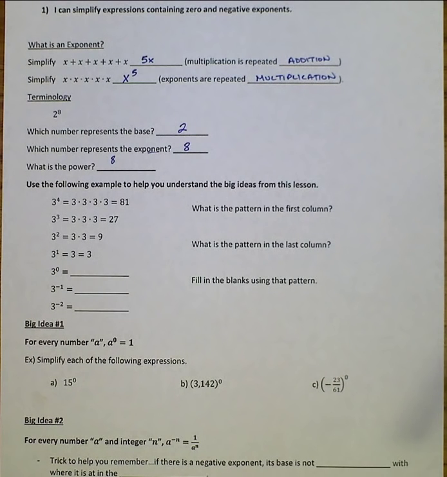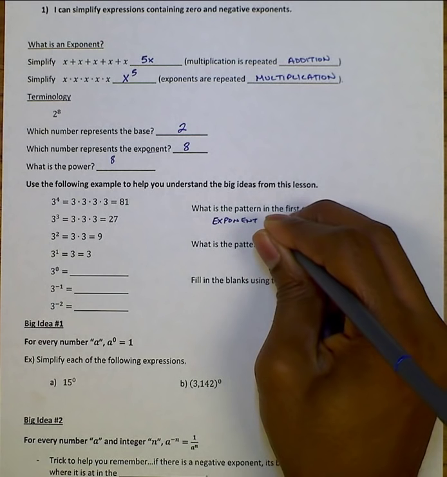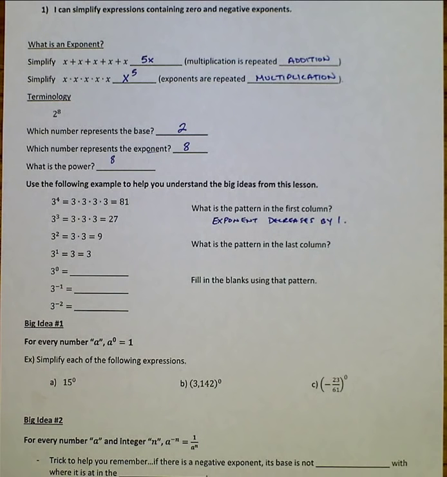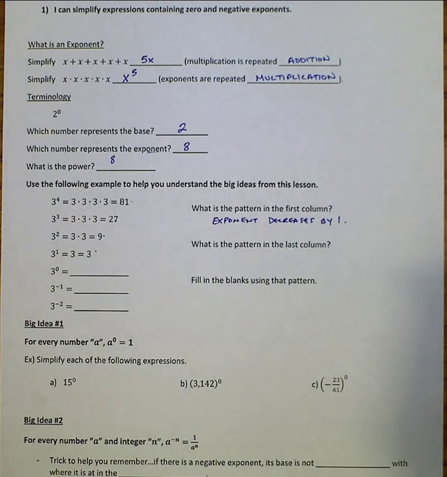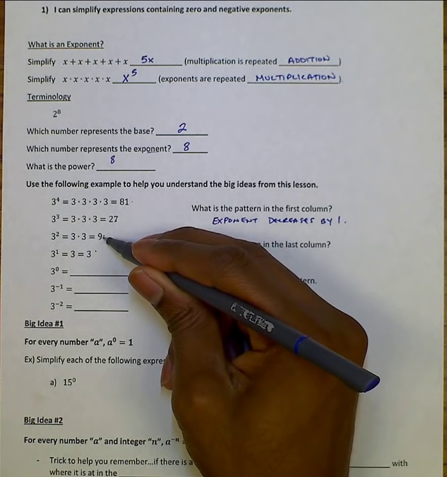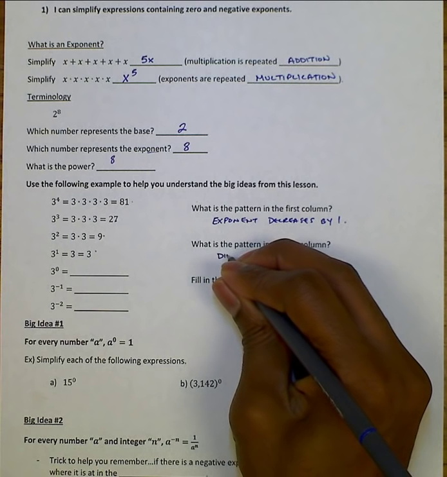It says use the following example to help you understand the big ideas from this lesson. So notice this pattern. In the first column, 3 to the 4th, 3 to the 3rd, 3 to the 2nd. You see that our exponent decreases 1 each time. In our last column, you'll notice that 81, 27, 9, 3. What's happening? Well, it's probably easier to see from these numbers down just because we're more used to these values. 27 divided by 3 is 9. 9 divided by 3 is 3. You'll see that in the last column, what's happening is it's being divided by 3 each time.